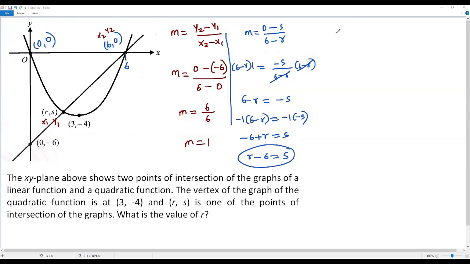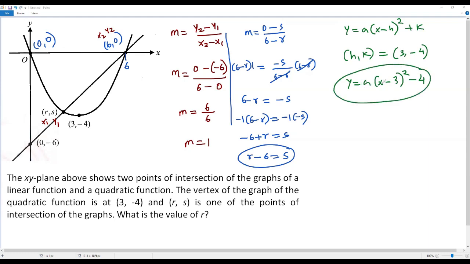Let me write the equation of the parabola in vertex form, that is y equals a times (x minus h) whole squared plus k. Here h, k represents the vertex of the parabola, that is (3, -4). So we can plug in 3 for h and -4 for k. Then I'm getting (x minus 3) whole squared minus 4. Still, we need the value of the constant a so that the equation of the parabola will be complete.